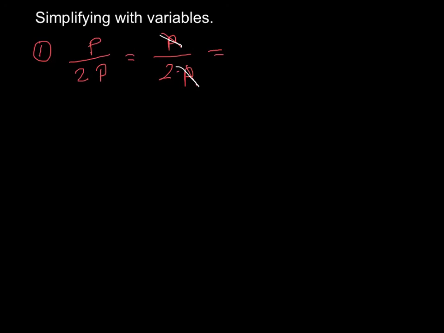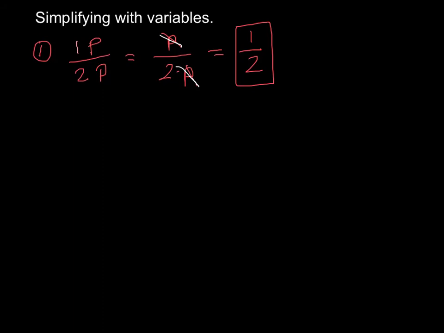Because I crossed off that P, listen here, whenever we just have a P, really imaginarily, in front of that P, there's a 1, because we have 1 P up there. So if I cross off the P, I'm still left with that 1. So now I'm left with 1/2 for my answer.